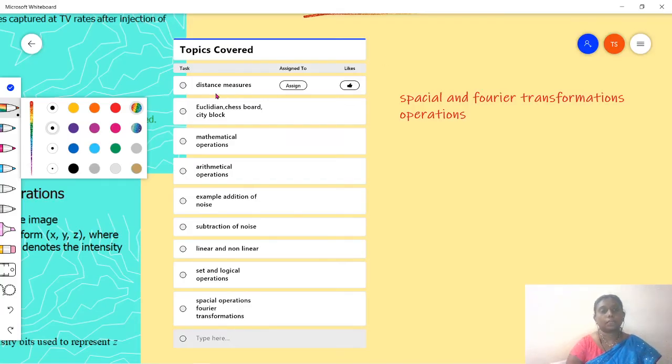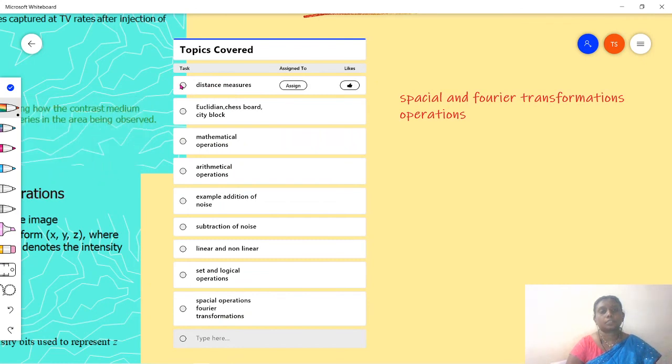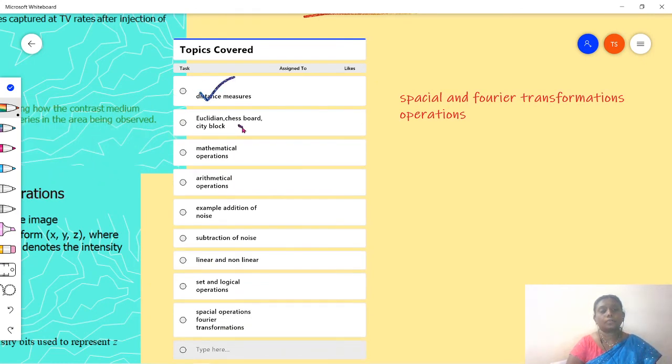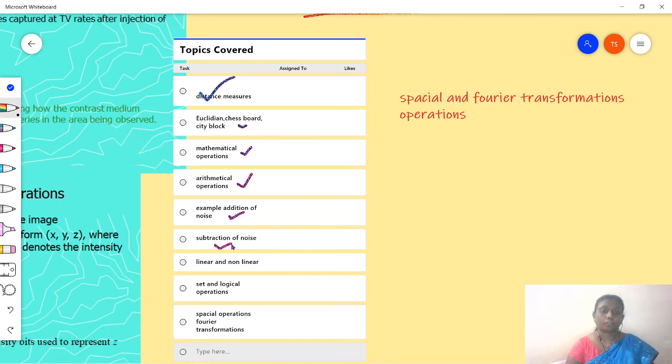So in this board, we covered the topics distance measures and the Euclidean distance, mathematical operations, arithmetic operations, and we have seen an example for addition of noise to reduce the noise and subtraction of noise. We discussed linearity and non-linearity of the images, set operations and set and logical operations, and in the next board we will discuss spatial and Fourier transformation operations. Okay, thank you.